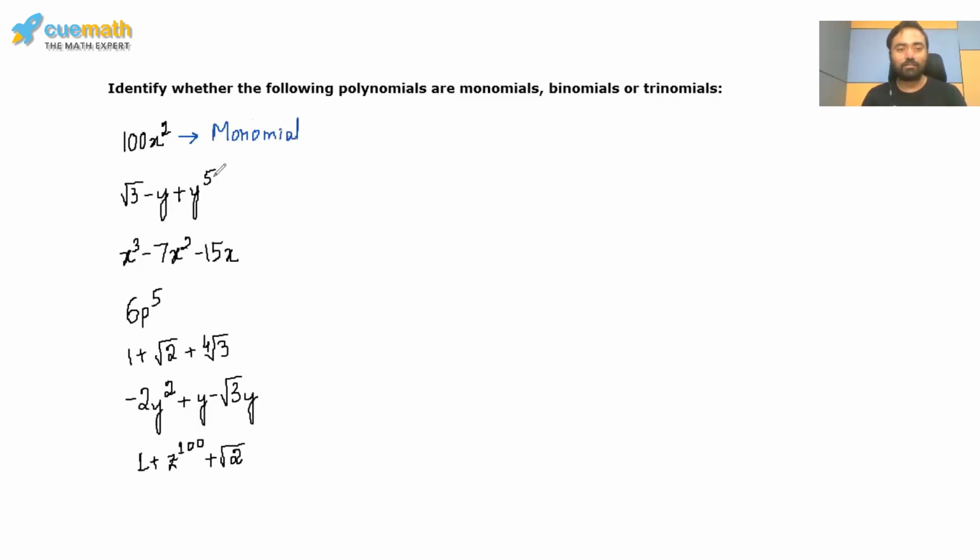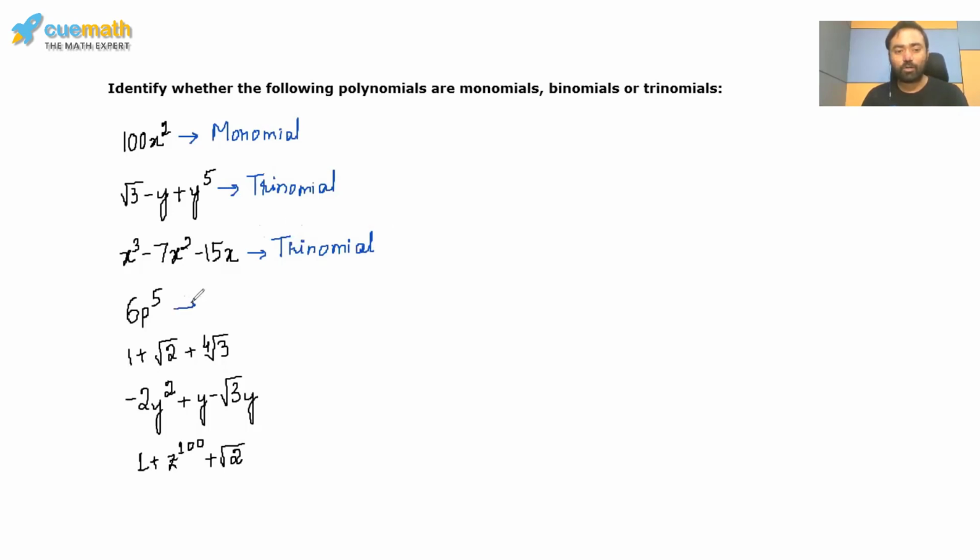Moving on, the second polynomial, we have square root of 3 minus y plus y raised to the power 5. Here we have three terms and three unlike terms. Hence, we can say that this is a trinomial. Moving on to the next polynomial, we again have three terms with three unlike terms. So this is also a trinomial. We can easily use the definition of these three categories to identify whether they are monomial, trinomial, or binomial.